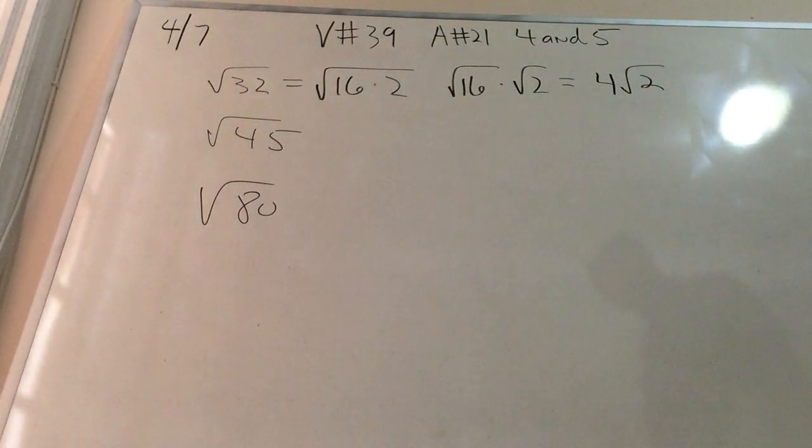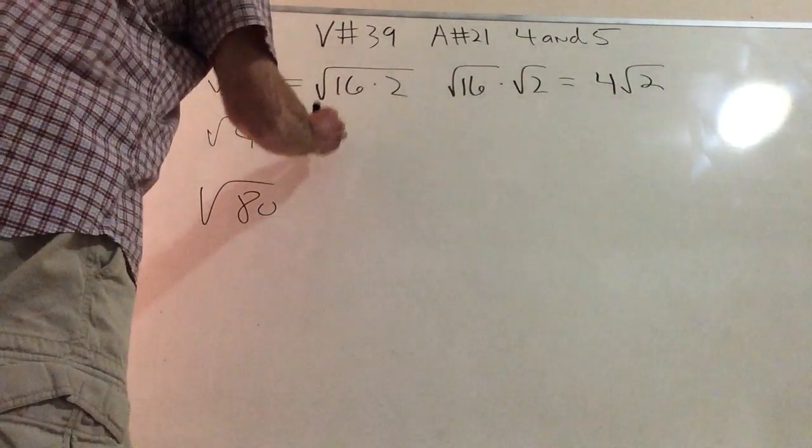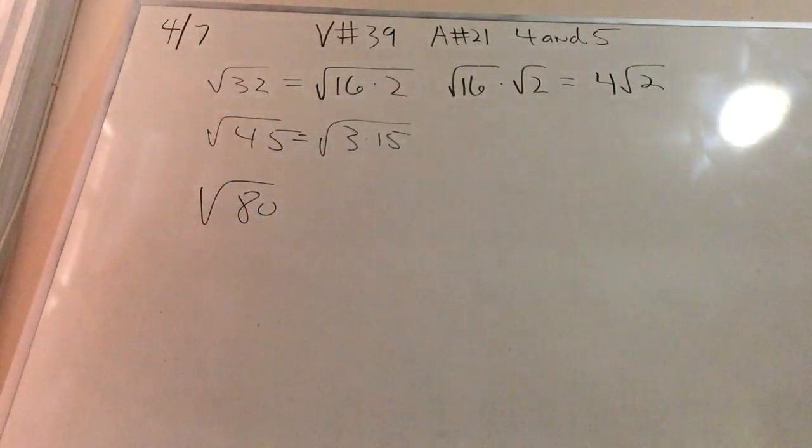The correct answer, simplifying this, is 4 radical 2. And now we turn our attention to 45. That might be a little easier for most kids. Think about that. If I write 3 times 15, that means you're not listening to me. 3 and 15 aren't perfect squares.